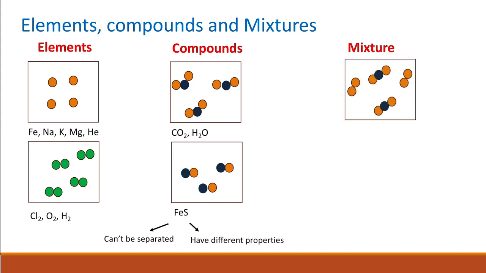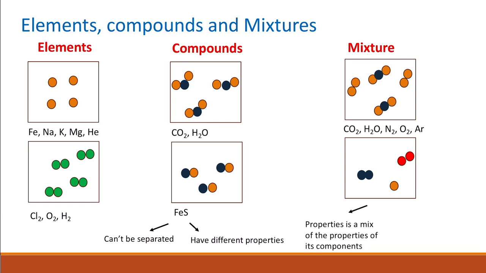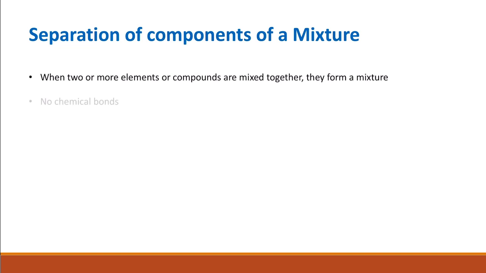A mixture is formed when two or more different elements or compounds are mixed together. They are not chemically combined, and air is an example of a mixture, which has different components like carbon dioxide, water vapor, nitrogen, oxygen, argon. The properties of the mixture are a mix of the properties of its components, and the different components of the mixture can be separated using physical processes.